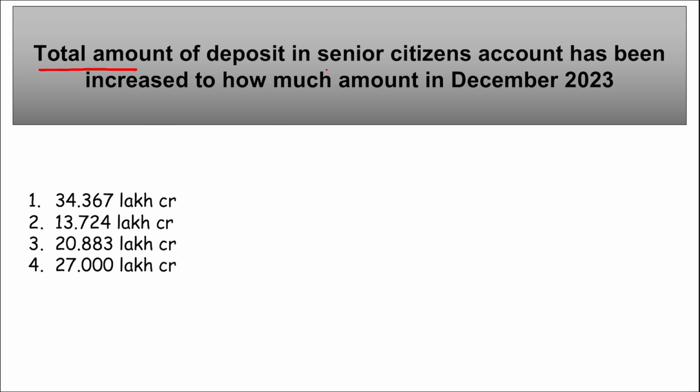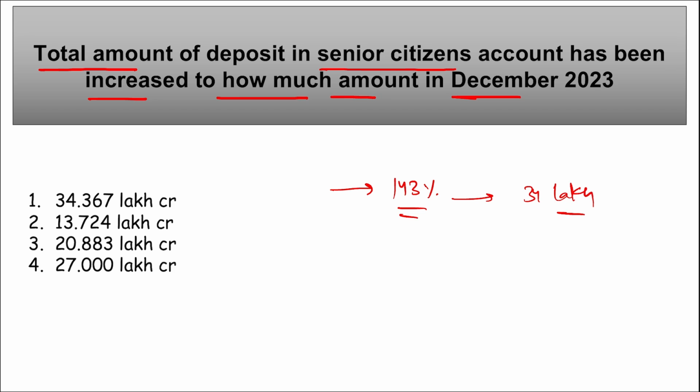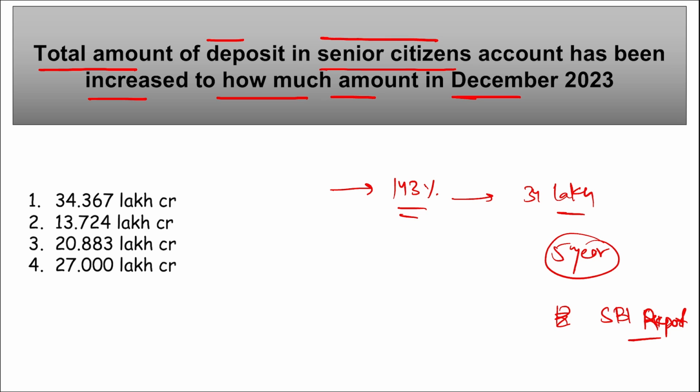Total amount of deposit in senior citizen account has been increased to how much amount in December 2023? So remember, the deposits of senior citizens have surged by 143% to 34 lakh crore in 5 years. This data was released by SBI report. So I repeat, the total amount of deposit in senior citizen account has been increased to how much amount?